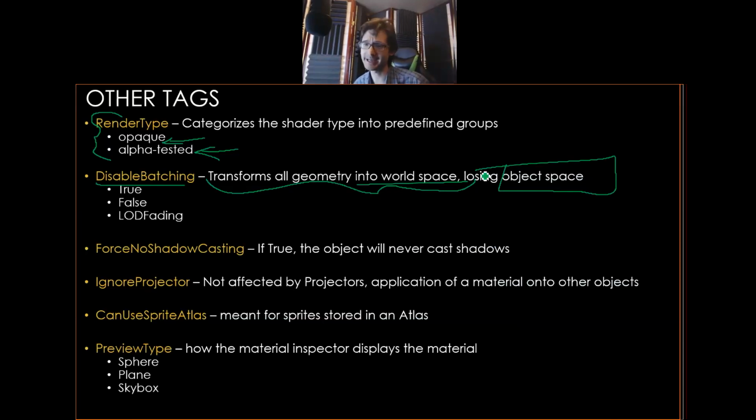Force no shadow casting. This is a really important one for transparency because usually transparent objects, you don't want shadows cast because they're see-through. So you need to turn off certain features.